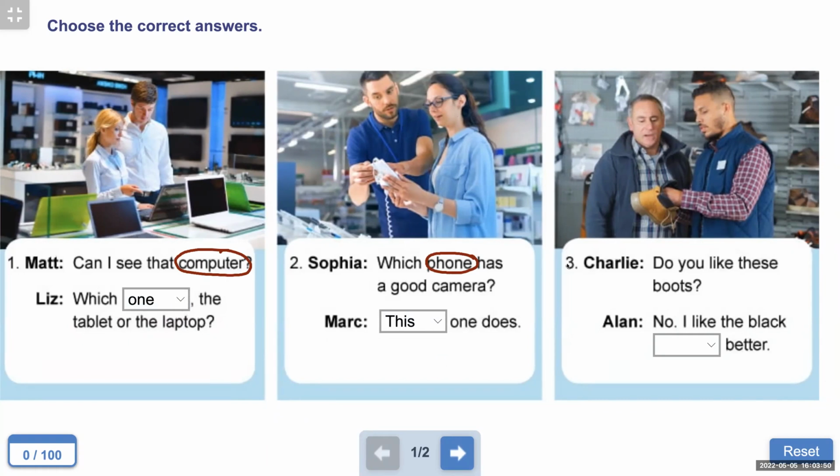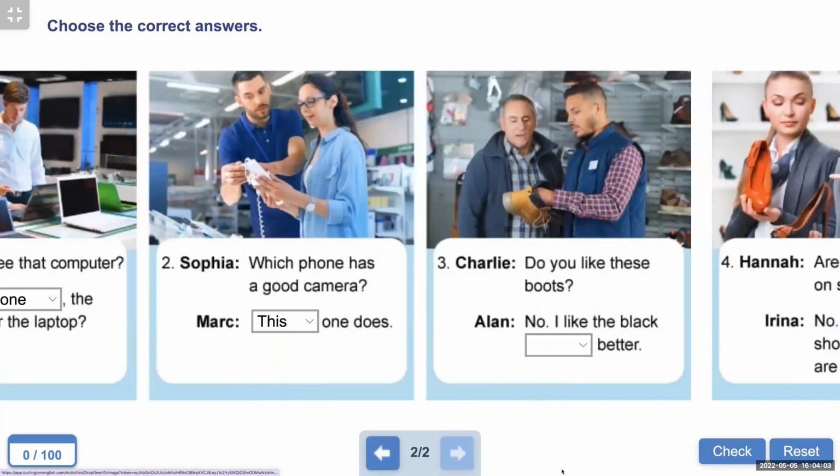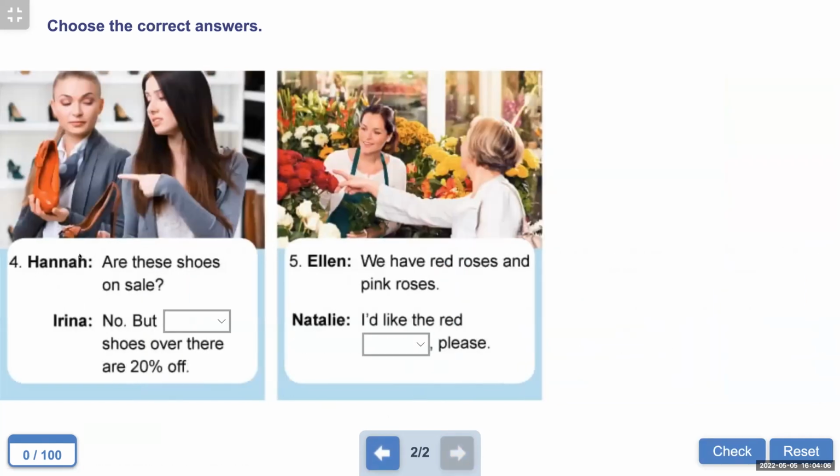So please do number 3. Charlie, do you like these boots? Alan, no, I like the black blank better. And then you're going to click the arrow. There's number 4, Hannah, are these shoes on sale? Irina, no, but blank shoes over there are 20% off. And then 5, Ellen, we have red roses and pink roses. Natalie, I like the red blank, please.